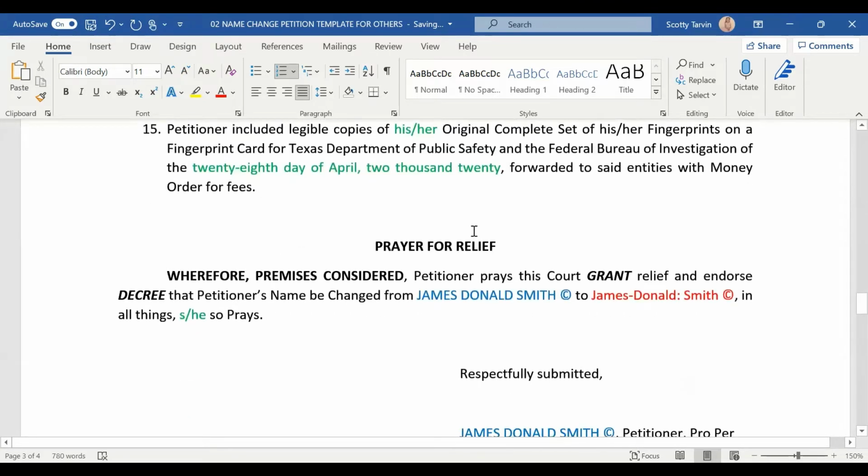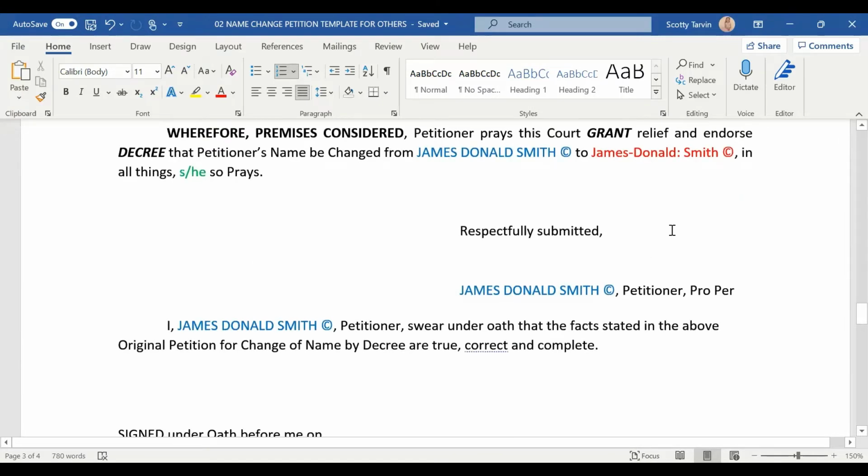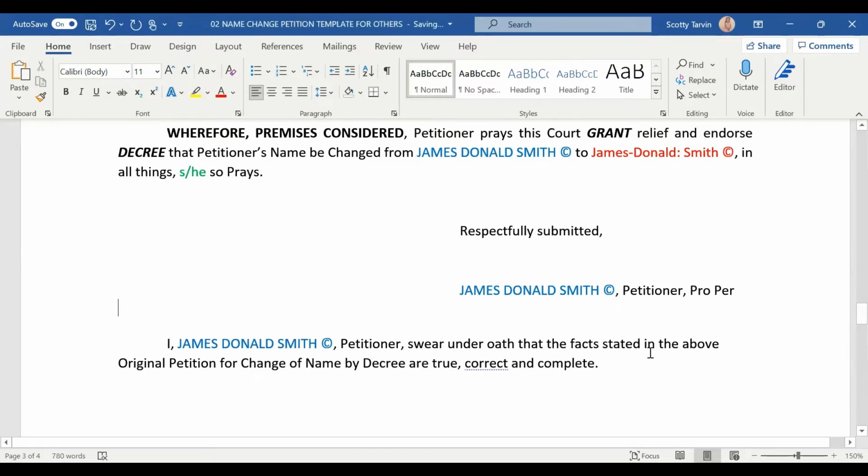Prayer for relief: wherefore premises considered, petitioner prays this court grant relief and endorse decree that petitioner's name be changed from the all capital straw man to the proper grammar in all things he she so prays. Respectfully submitted. And if you want, under here, put your byline.